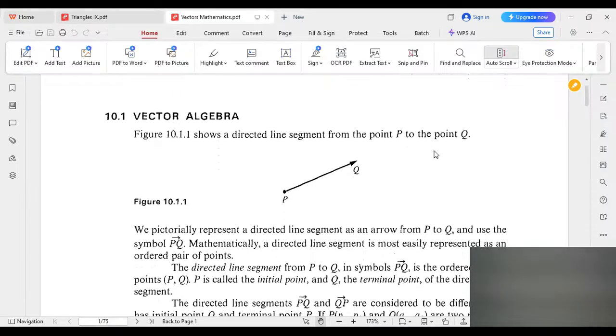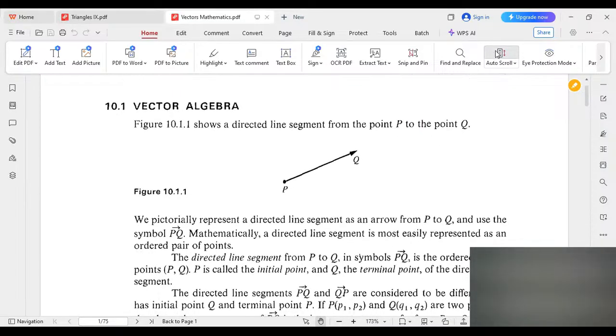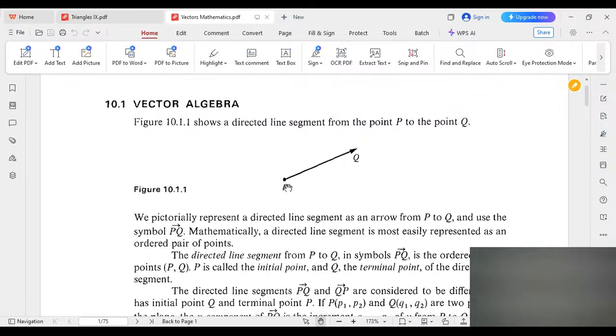Look at the figure. If we look at this figure, then PQ, according to mathematics, is a directed line segment, where P is the initial point and Q is the terminal point.